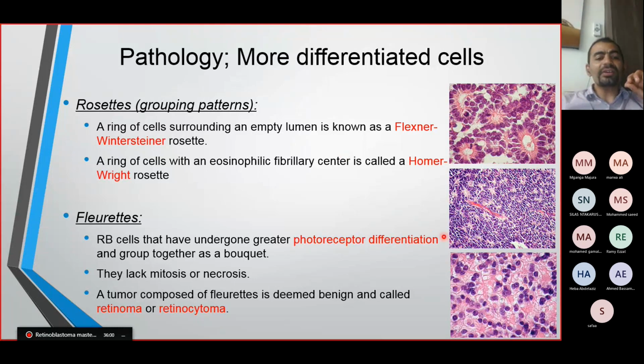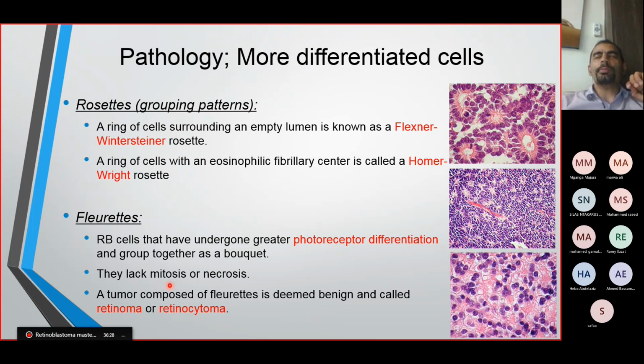Or we have the other form of the rosette, which is called the Homer-Wright rosette. Here, rather than having the clear lumen, we have this eosinophilic fibrillary center around which the cells are arranged. Or we can have the florets. In the florets, the retinoblastoma cells will have some degree of photoreceptor differentiation, so they have some features of the rods and the cones.